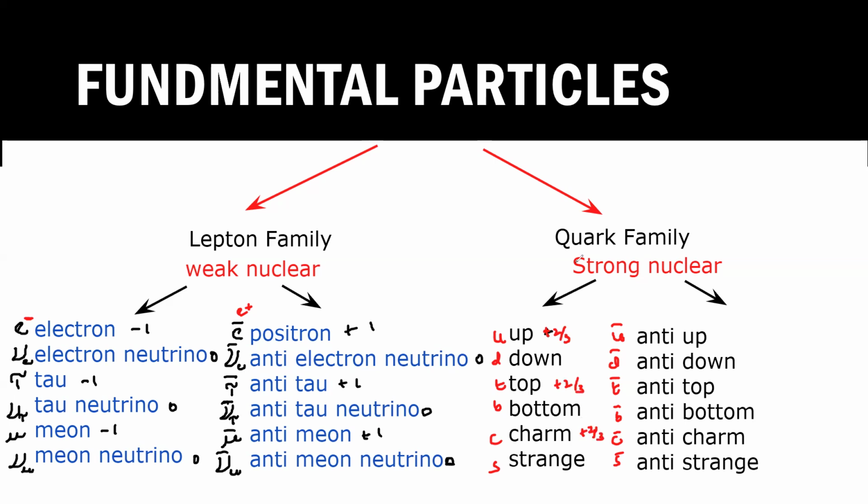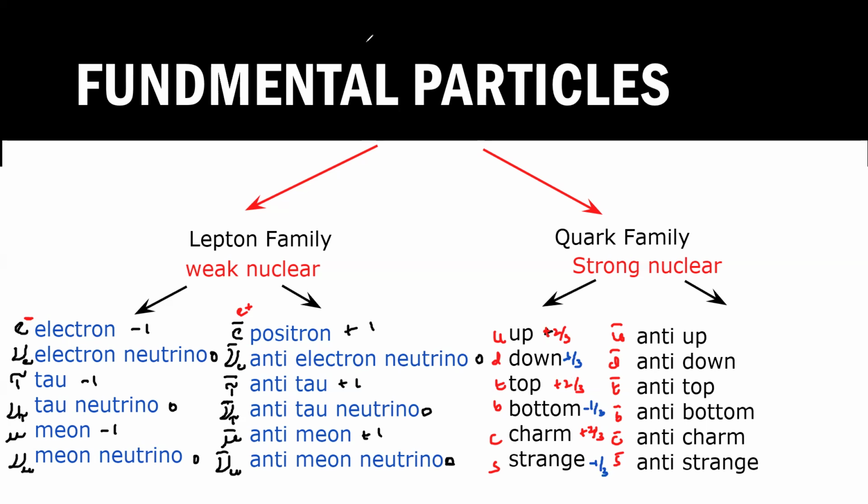And down, strange, bottom, so they have the charge -1/3. So -1/3, -1/3, and -1/3. So down will have a negative charge, 1/3. Bottom is having a negative charge, -1/3. Strange is also having a negative charge, -1/3.